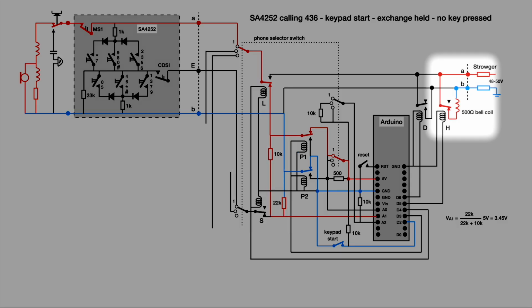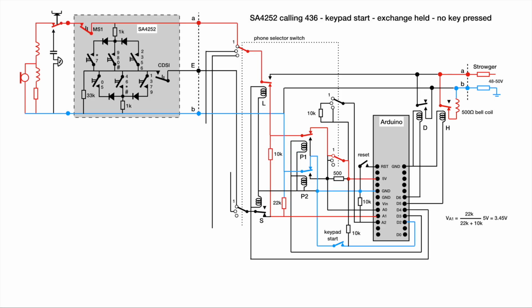The exchange is held by switching a 500 ohm bell coil between the A and B wire of the line, using Relay H. The converter is ready to accept digits from the keypad. The non-numeric keys are not used.